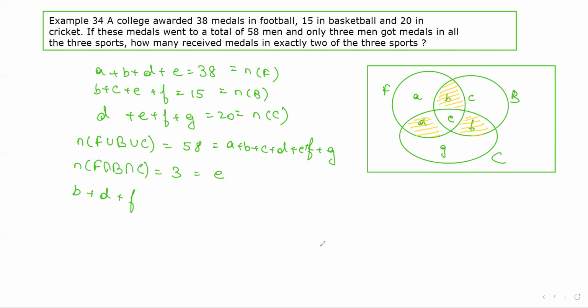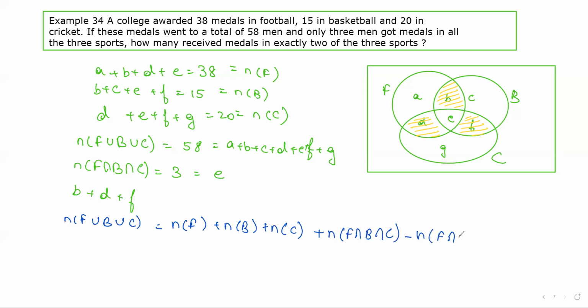Now we have a formula with us. N of F union B union C is equal to N of F plus N of B plus N of C plus N of F intersection B intersection C minus N of F intersection B minus N of B intersection C minus N of F intersection C.